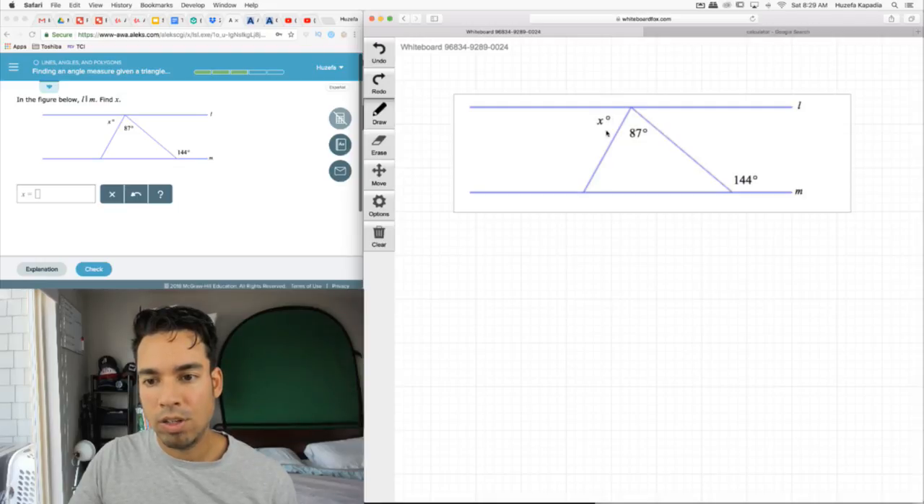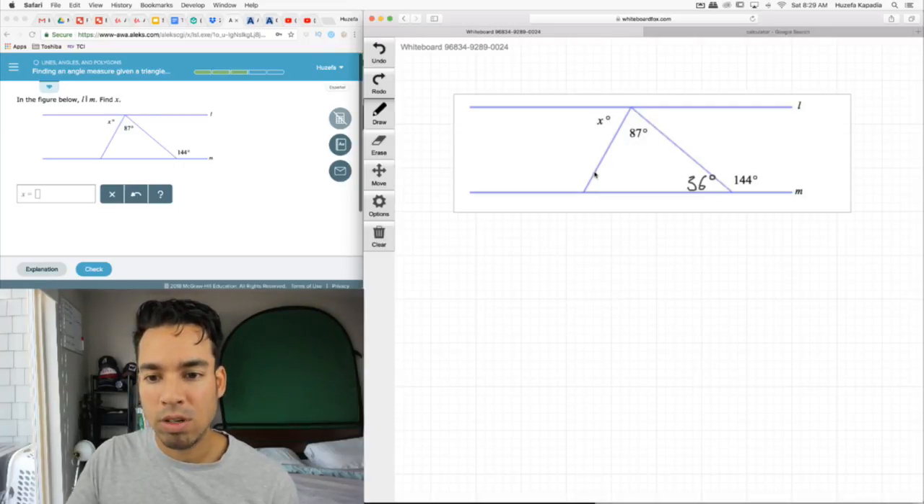So we've got this angle here that we're trying to find. And I know that this is 144. I'm going to use that same theory that these two must add up to 180. Therefore, this is the supplement, meaning this angle here is 36 degrees. 36 plus 144 is 180. 36, 87, and this is our missing angle.